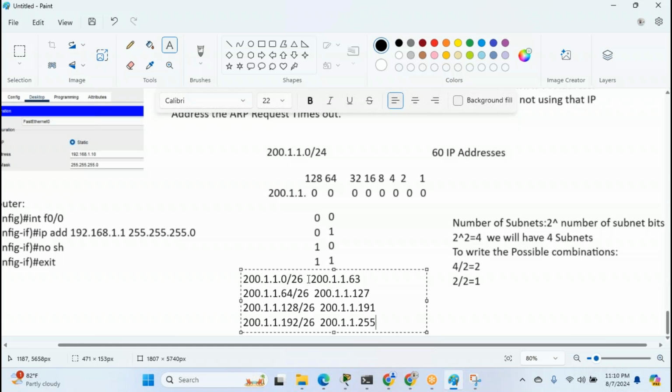The second one 64 to 127, so 65 to 126 are IP addresses. 128 to 191, so 129 to 190 are the IP addresses. 192 to 255, so 193 to 254 are the IP addresses. So all these networks have 62 IP addresses, and our requirement is 60 IP addresses. So this is how you can do the subnetting.